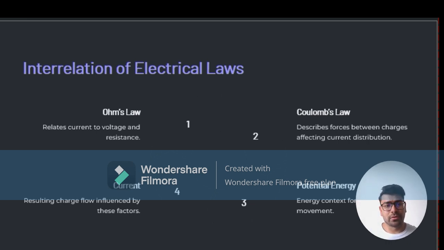These concepts form the foundation of everything from simple circuits to complex electronic systems. Understanding them not only helps us design better technology, but also deepens our appreciation for how the invisible world of electricity powers the visible world around us.